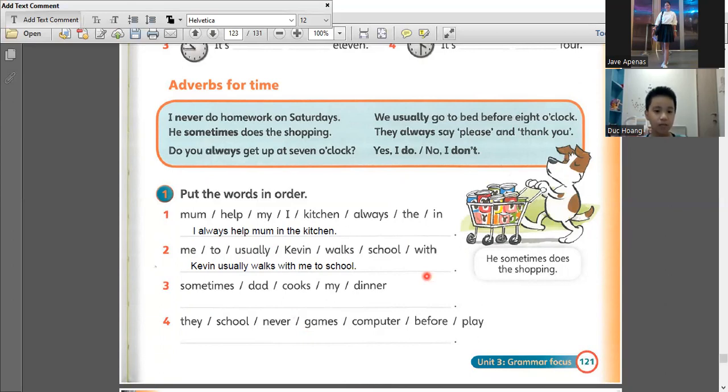Number three. My dad sometimes cooks dinner. Okay, that's how you say it. My dad sometimes cooks dinner. That's definitely right. So that is how you're going to make a question or a sentence using the adverbs of time.